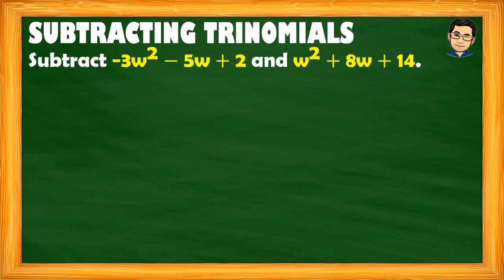Our next given, subtract negative 3w squared minus 5w plus 2 and w squared plus 8w plus 14. So, kung kanina pinakita natin yung vertical na pagsusubtract, so ngayon naman, horizontal. So, sulat lang natin yung mga given. Negative 3w squared minus 5w plus 2 minus yung w squared plus 8w plus 14. So, kung anumang polynomial yan, kailangan po nating i-enclose sa parentheses.